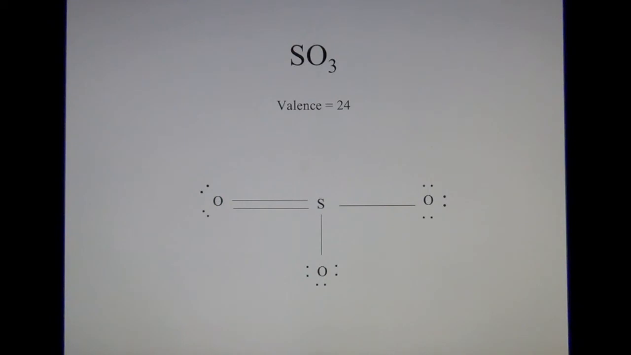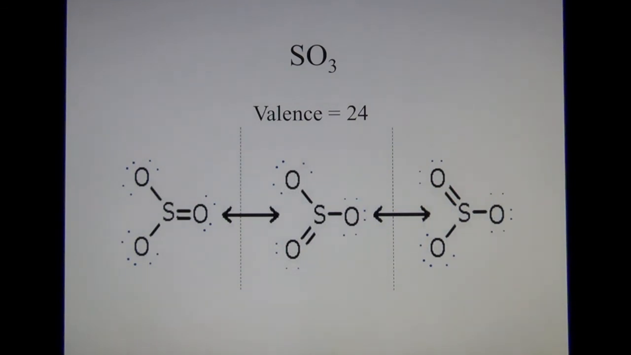So if there are equal positions where a double bond could be located, then you have to show resonance. And what that means is you have to show 3 structures where the double bond could be located. It would look like this. So SO3 has 3 resonance structures, showing that the double bond could have been equally located with any one of those 3 oxygens. So you may ask the question, well, of the 3 that we've now drawn, which one is correct? Well, in all honesty, none of them are correct.